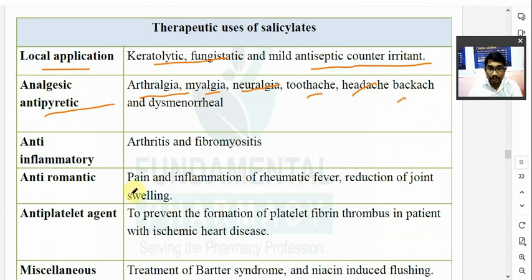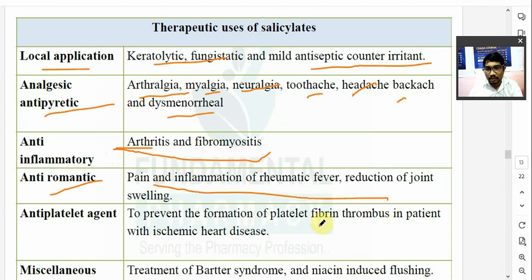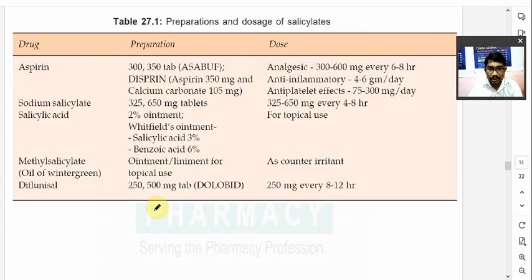pain, dysmenorrhea. Anti-inflammatory. It is also used as anti-inflammatory in the arthritis and fibromyositis. Fibrous muscle का inflammation हो गया, fibromyositis. Arthritis मतलब bone का inflammation. Anti-rheumatic. So rheumatoid arthritis में it is used to relieve the pain and inflammation in the rheumatic fever. Reduction of joint swelling is there.